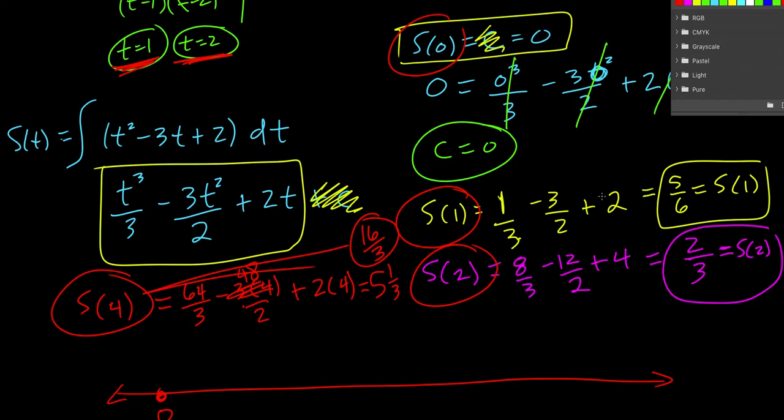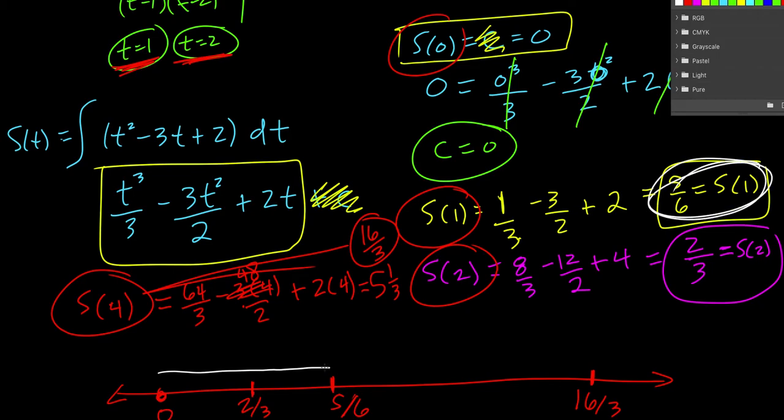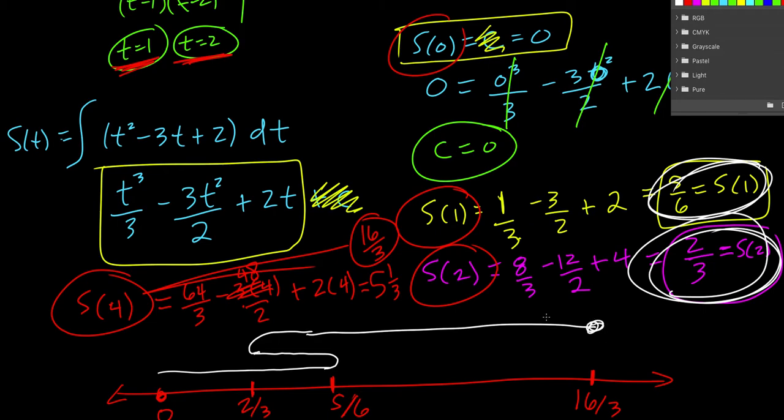And we are, let's see, start at 0, and then we have 2 thirds as a point, we have 5/6, which is a point of interest, and we have 16 thirds, which is also a point of interest. And so we go forward until we get to 5/6, which is our first direction change. And so we turn around until we get to 2 thirds, and then we turn around and we go all the way to here. Okay.